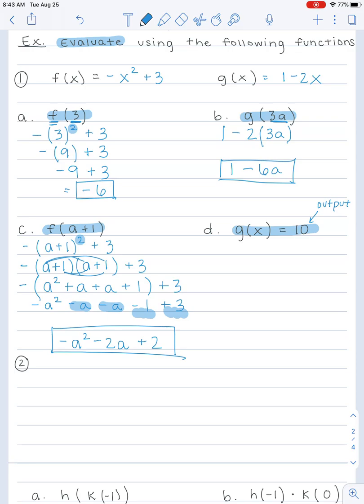So what we do is g of x. Do we know what g of x equals? Yeah, g of x is 1 minus 2x. So I can say g of x is 1 minus 2x, and we know that it equals 10. Does that look like a problem we can solve? Yeah, it's a basic algebra 1 problem. We're going to subtract 1 from both sides.